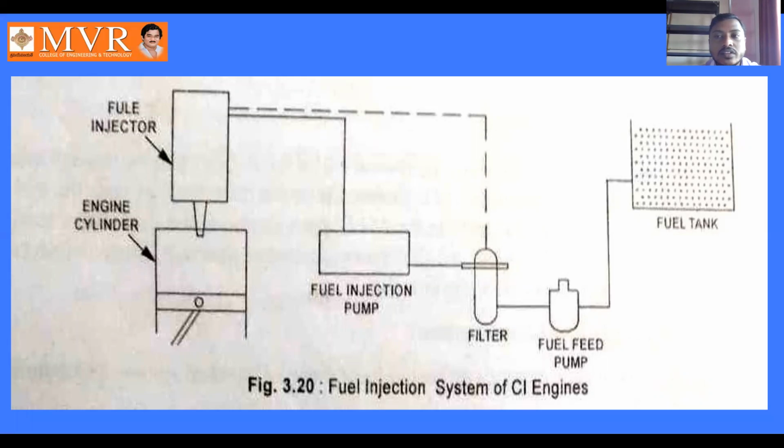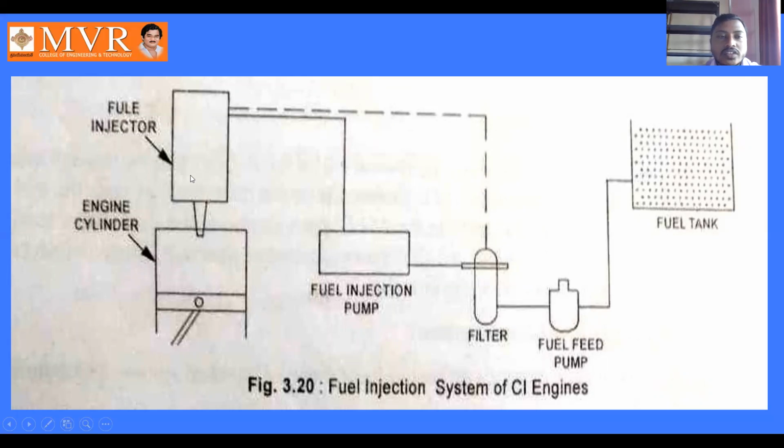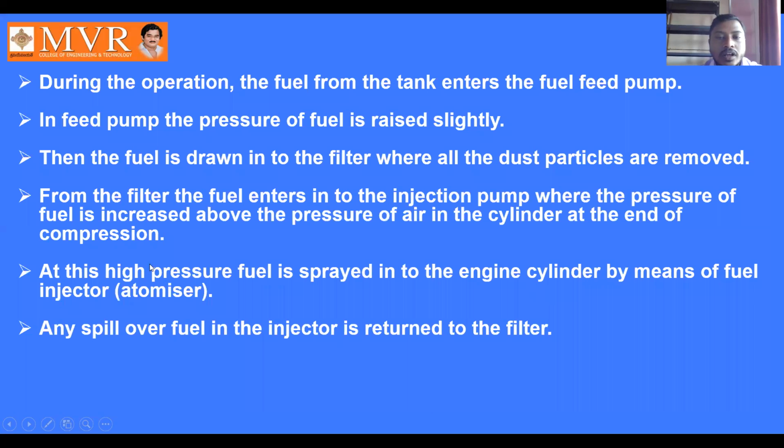Here the pressure of the fuel is increased above the pressure of the air in the cylinder. See here, we have some air in the engine cylinder. The pressure we have raised in the fuel injection pump is more than the air pressure inside the engine cylinder at the end of compression. This high pressure fuel is then sprayed into the engine cylinder by means of the fuel injector.